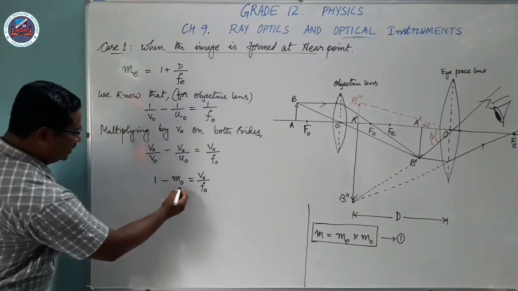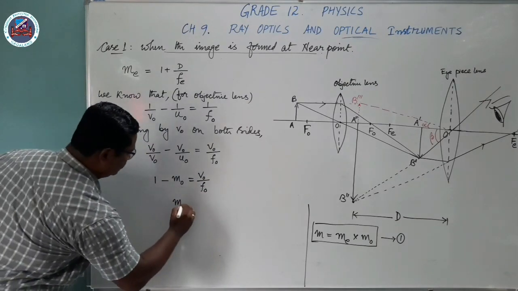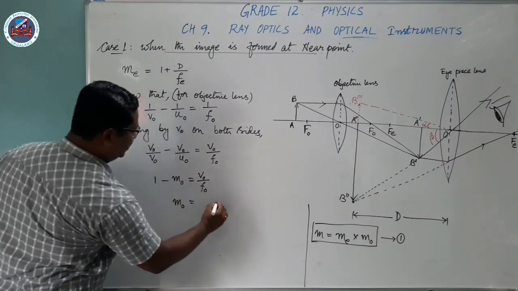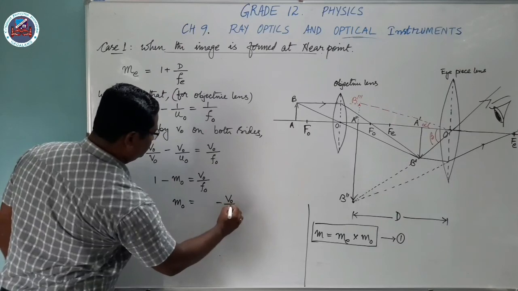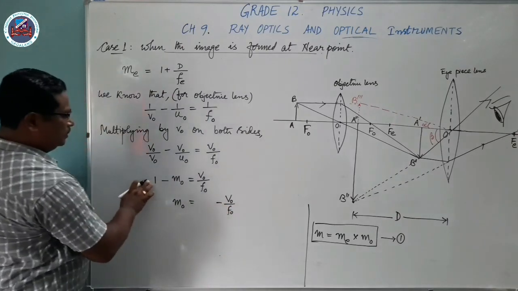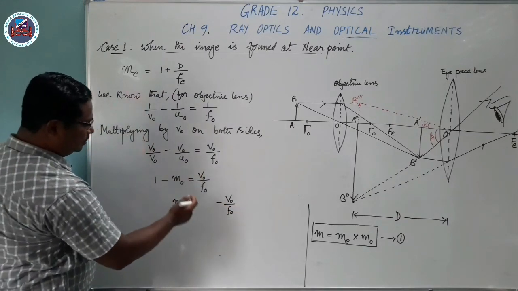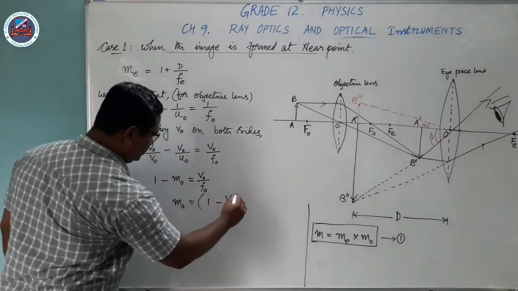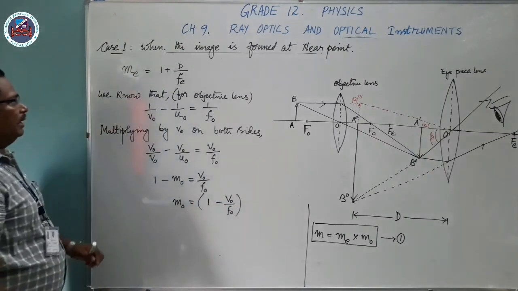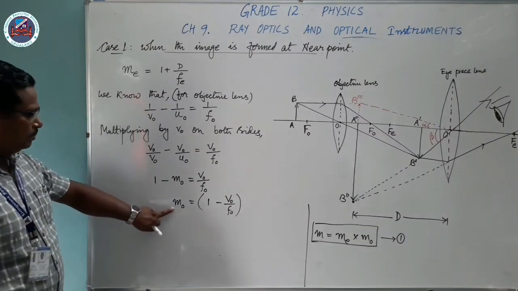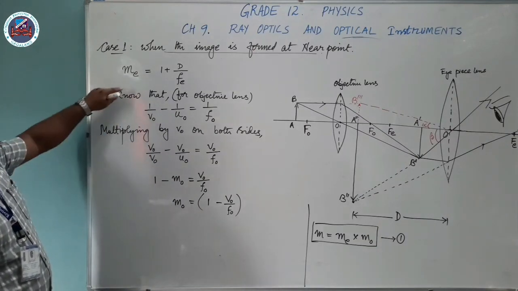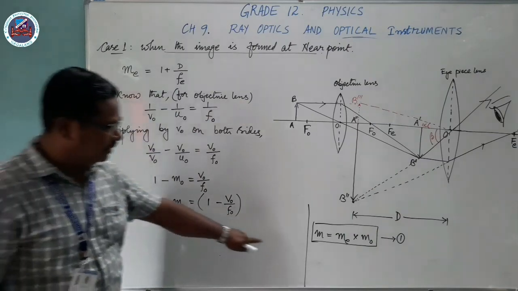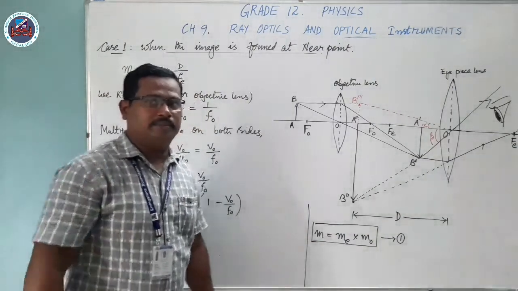Now for the magnification MO, if I write it as plus, this term will become minus, and if you bring this to the other side, it was supposed to be minus, but it will become plus. Like this you can find the value of MO. After you find the magnification produced by the objective lens and by the eyepiece lens, if you put these two here, then you will get the final magnification.